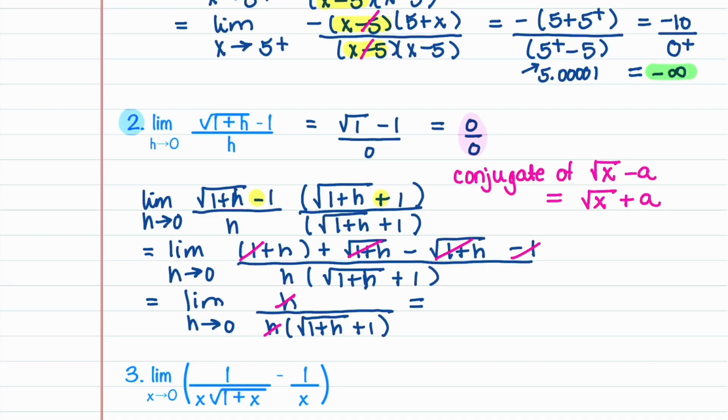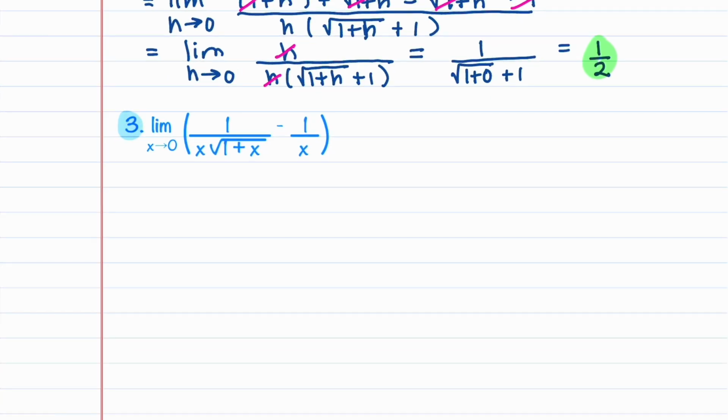We have a 1 on the top. That comes from our h canceling. And then we have the square root of 1 plus 0 plus 1. So this just gives us an answer of 1 divided by 2. And that's what our limit is equal to.